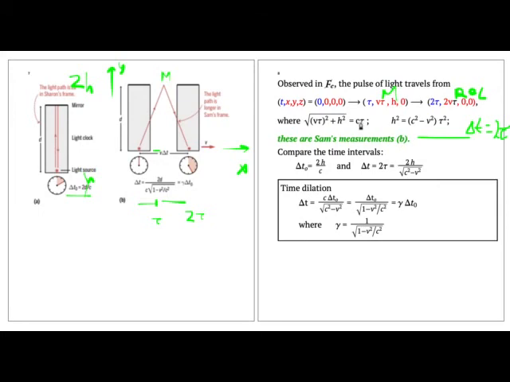I can use this equation for tau, take the square root of both sides, divide through by the square root of c squared minus v squared. 2 tau is 2 times h divided by the square root of c squared minus v squared.